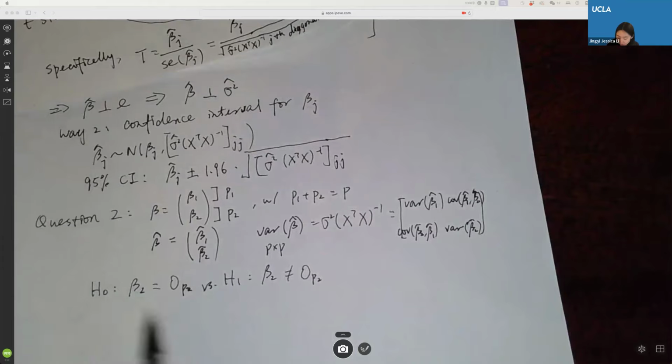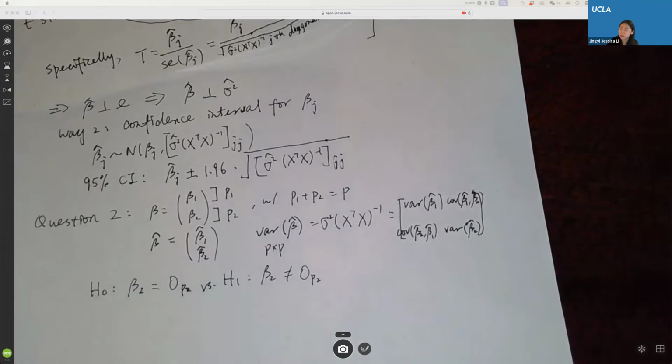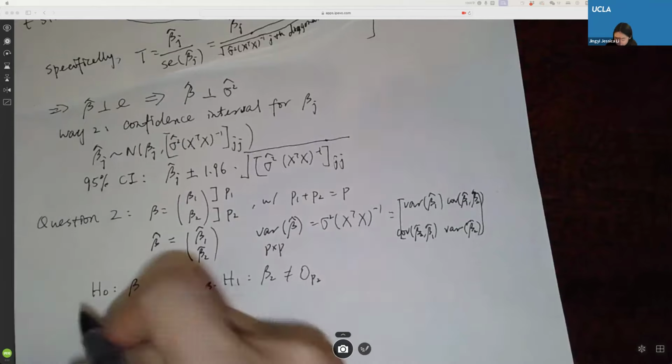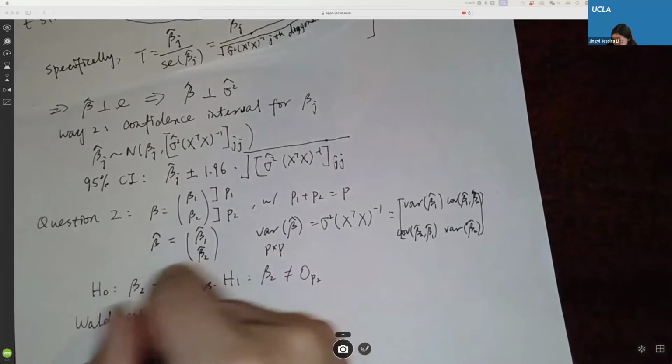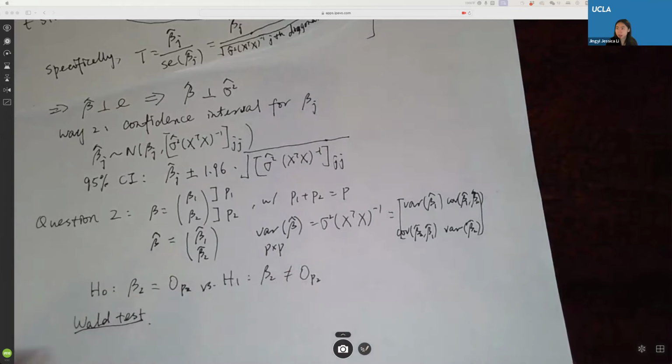To design a test for such a null hypothesis, where you have a vector specification under the null, there's a classical test called the Wald test. The Wald test is named after an early-stage pioneering statistician, Abraham Wald, and he has many interesting stories.